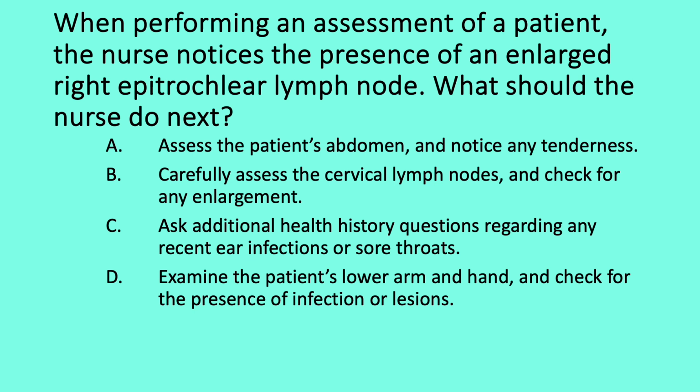When you are performing an assessment of a patient, you notice that there's an enlarged right epitrochlear lymph node. What do you do next? Now that you feel it, what are you going to do? Well, remember what I said about the anatomy and how it flows? You need to examine the patient's lower arm and hand and check for any presence of infection, lesions, open sores, inflammation.